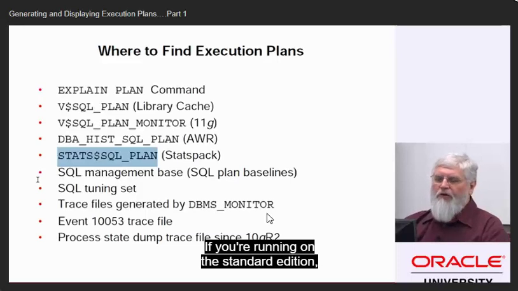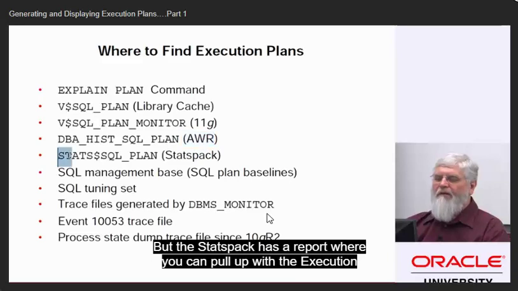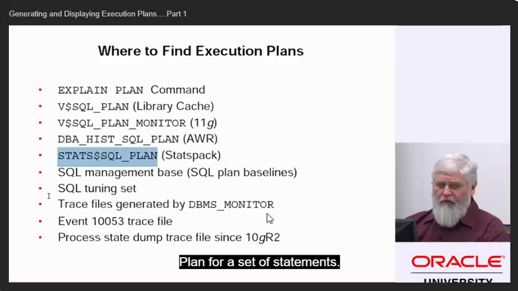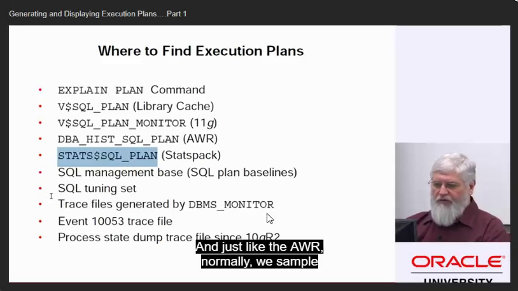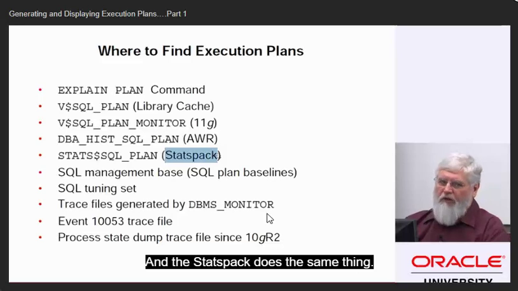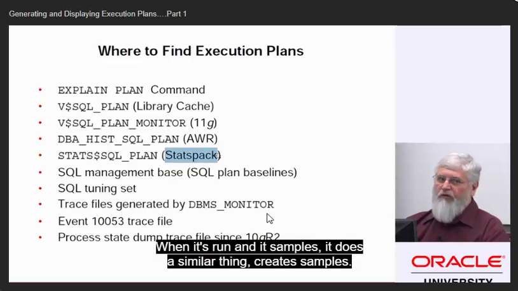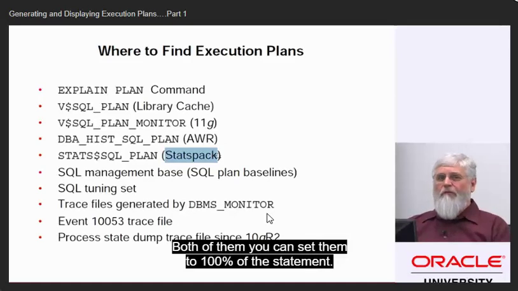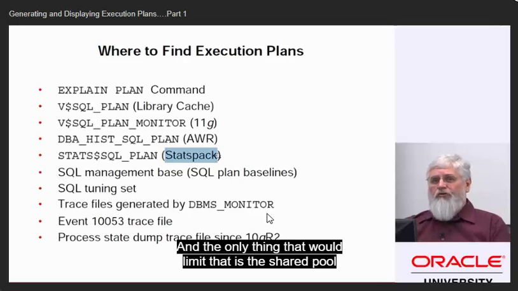And just like the AWR, normally we sample the 10% most expensive statements. And the Statspack does the same thing when it's run and it samples. It creates samples, probably once an hour is useful, and then we can run the report. Both of them, you can set to 100% of the statements. The only thing that would limit that is the shared pool, if the SGA isn't big enough to make the library cache, and the shared pool, big enough to keep all the statements in memory between snapshots.